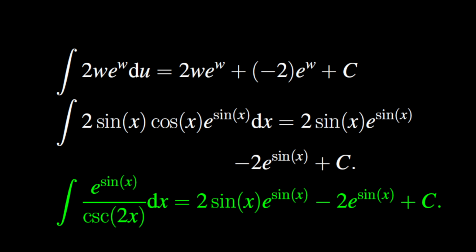Ultimately, the integral of the quotient, exponential of sine of x divided by cosecant of 2x dx, is equal to 2 times sine of x times exponential of sine of x minus 2 times exponential of sine of x plus a constant of integration c.